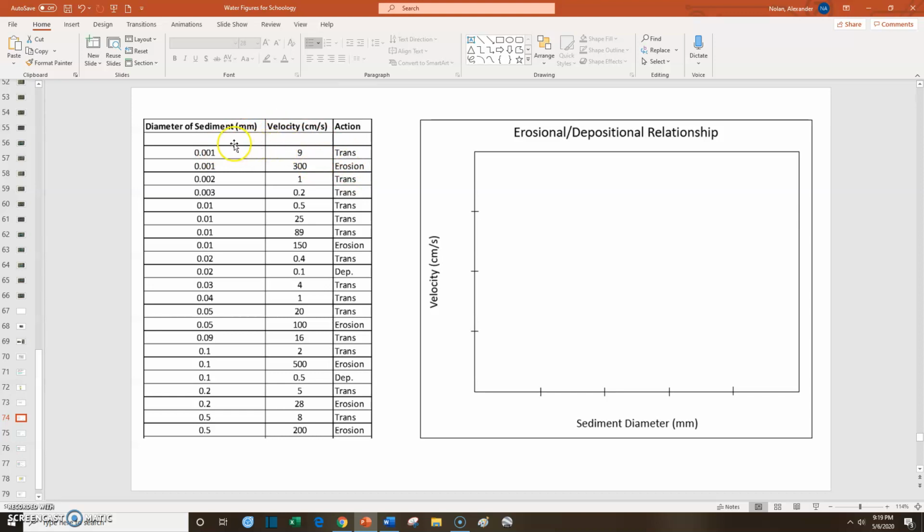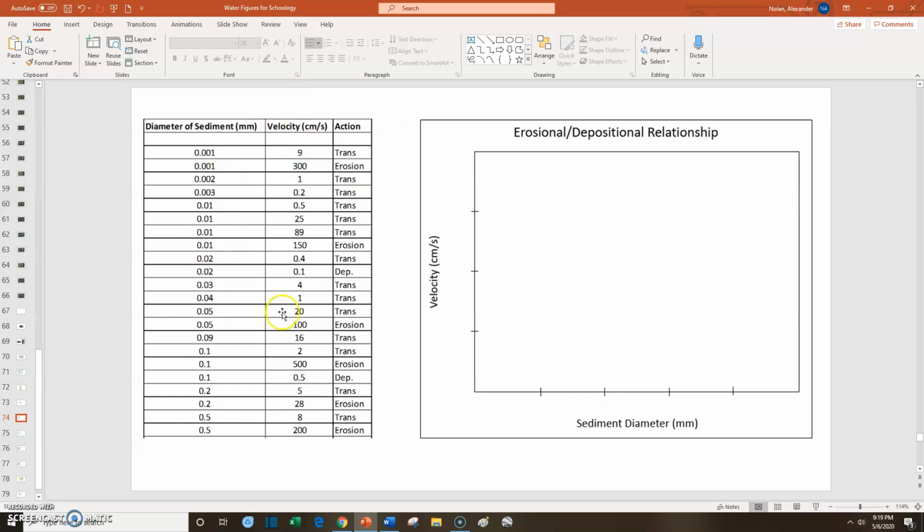So we see that a particle with a sediment size of 0.001, this is in millimeters, if the water's moving at 9 centimeters a second, that particle is going to be transported. Over here, here's a different particle at 0.05 millimeters, that particle at a velocity of 100 centimeters a second is going to be eroded. And still further over here, a sediment of diameter 0.1 at a speed of 0.5 is going to be deposited. DEP is short for deposited. So each of these rows shows a sediment, speed of the water, and what happens to the sediment at that speed. Okay, so that's the first thing to get straight on this table.